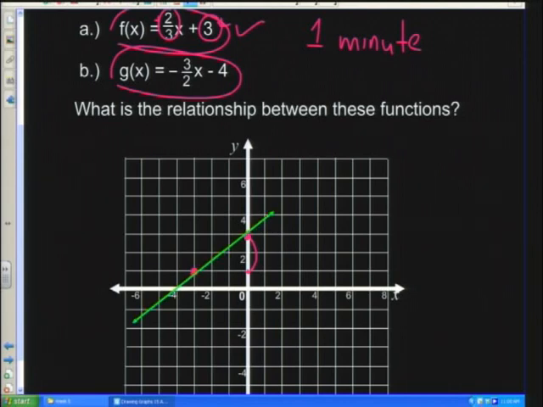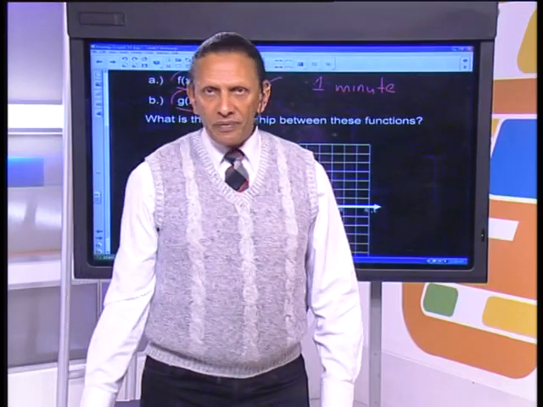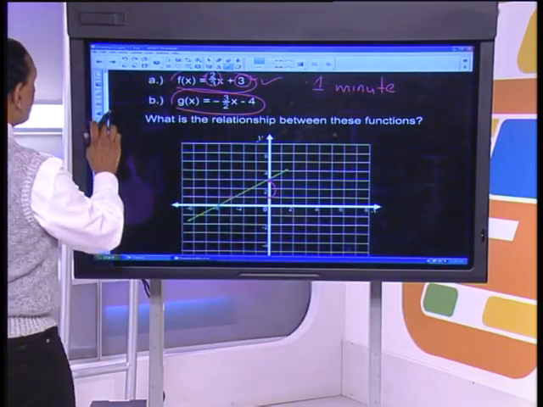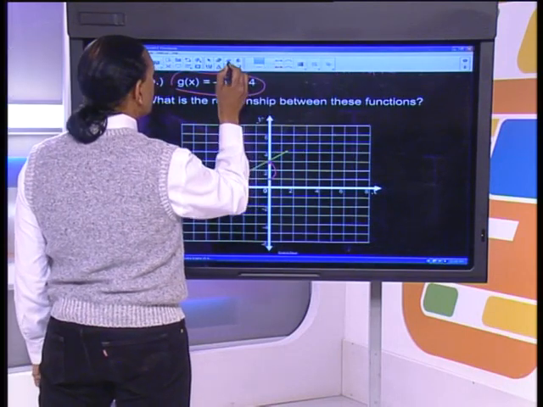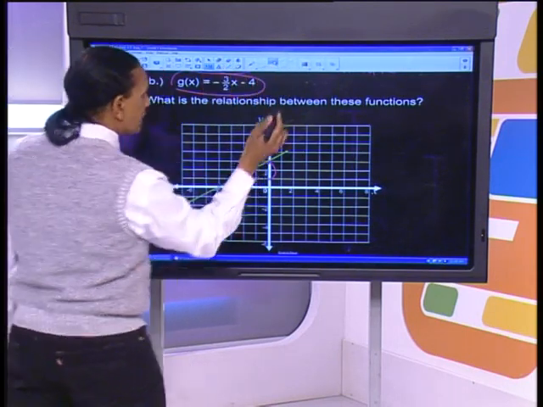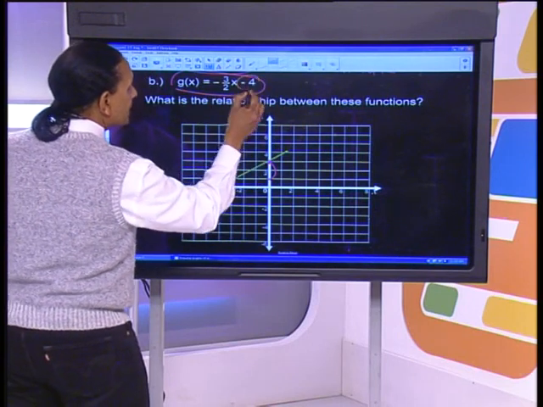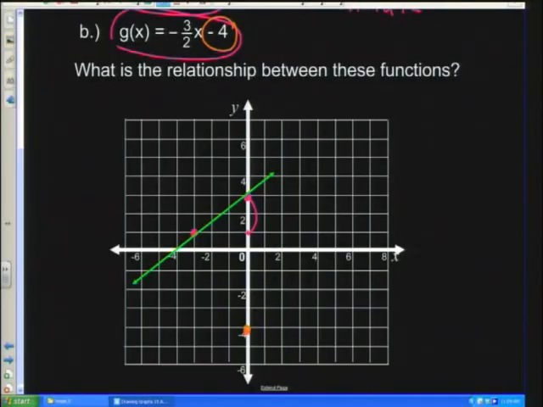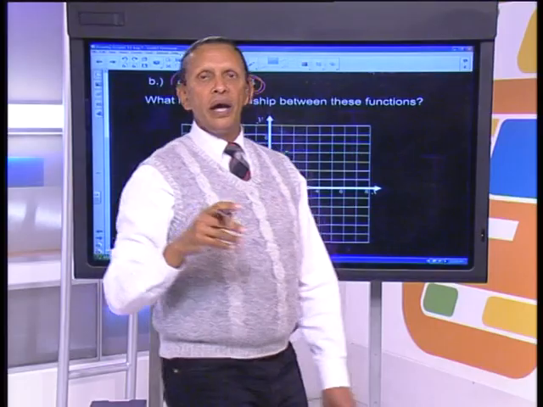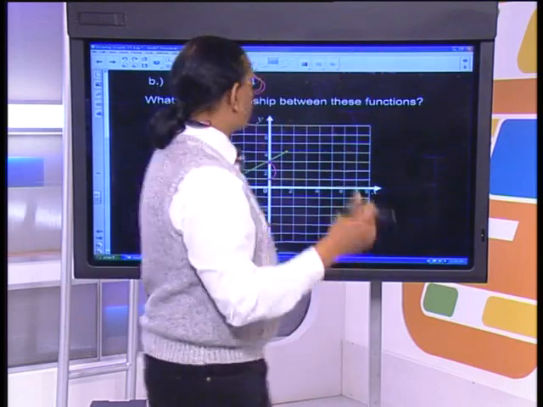Right. And there you are. There is my graph. The second one. Let me use another color. The second one, the y-intercept is negative 4, meaning there. The gradient is negative 3 over 2, meaning in a northwesterly direction.